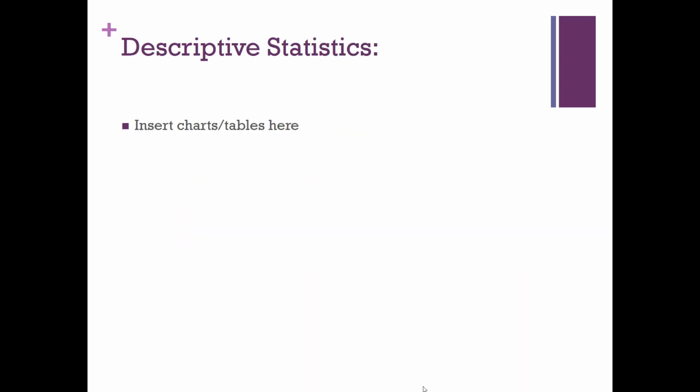So the next slide, this is for your descriptive statistics. So you'll insert any charts or tables here. Some folks might have lots of charts, so you might have multiple descriptive statistics slides. That's great. Or you might just have the one. Remember, at a minimum, you need one. And then you'll have to explain what it means. You can't assume that just because someone sees your chart, they know what it means.